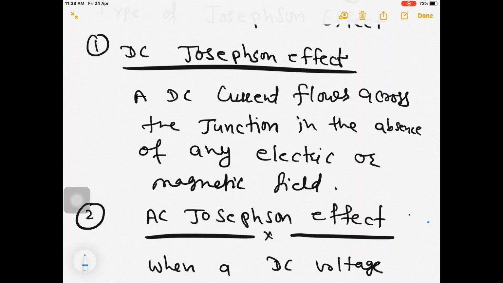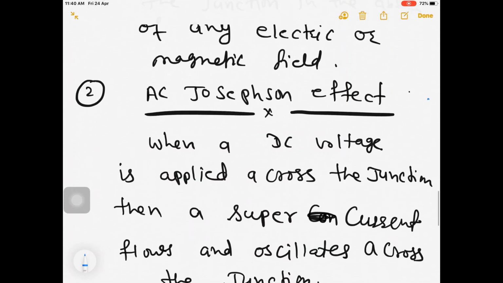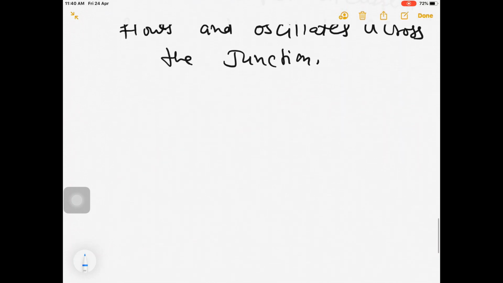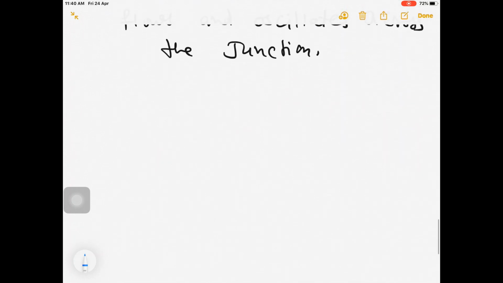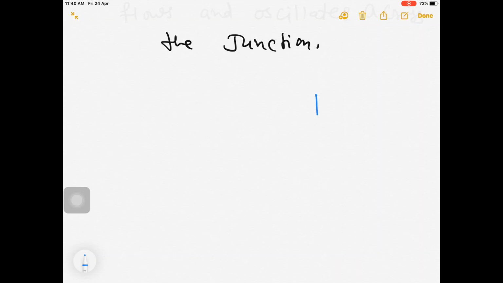And what is the DC Josephson effect? A DC current flows across the junction in the absence of any electric or magnetic field. So basically there is no voltage supply across the junction. So I hope you remember what the Josephson effect is.